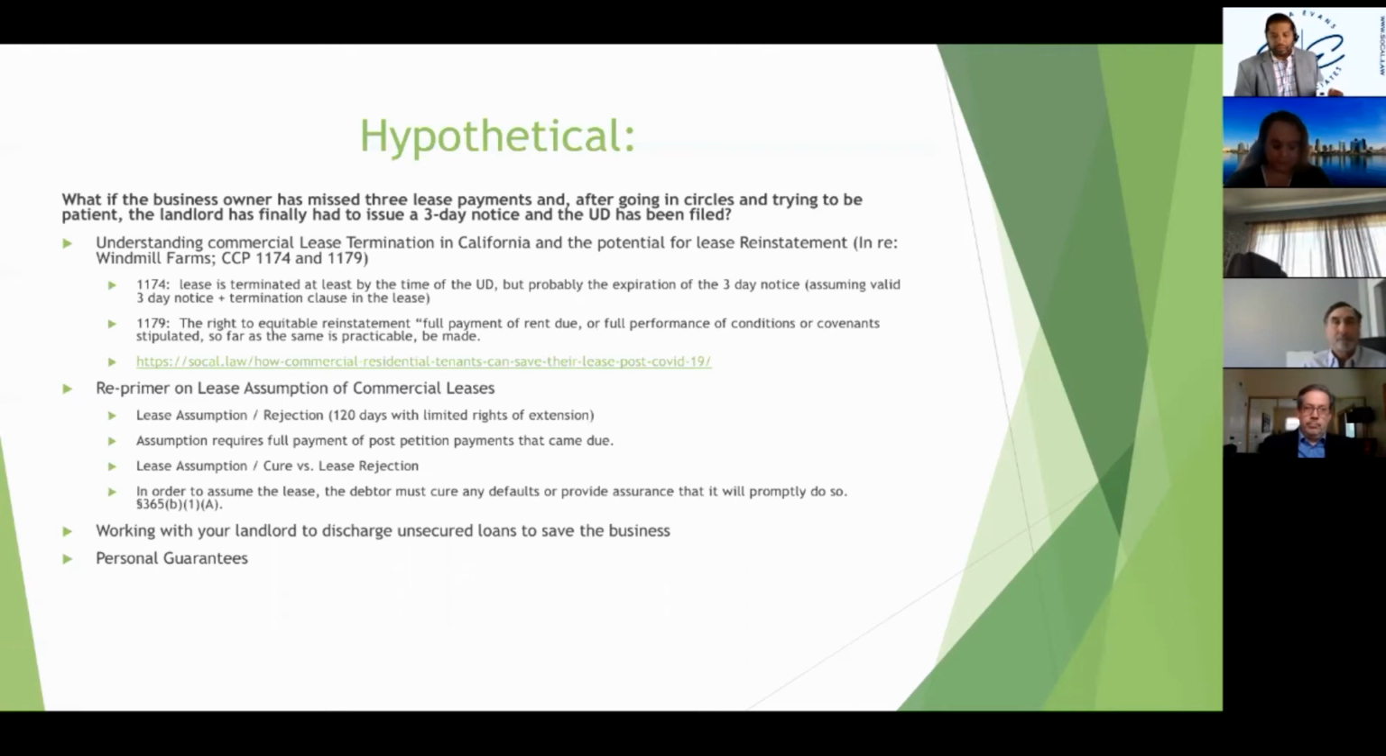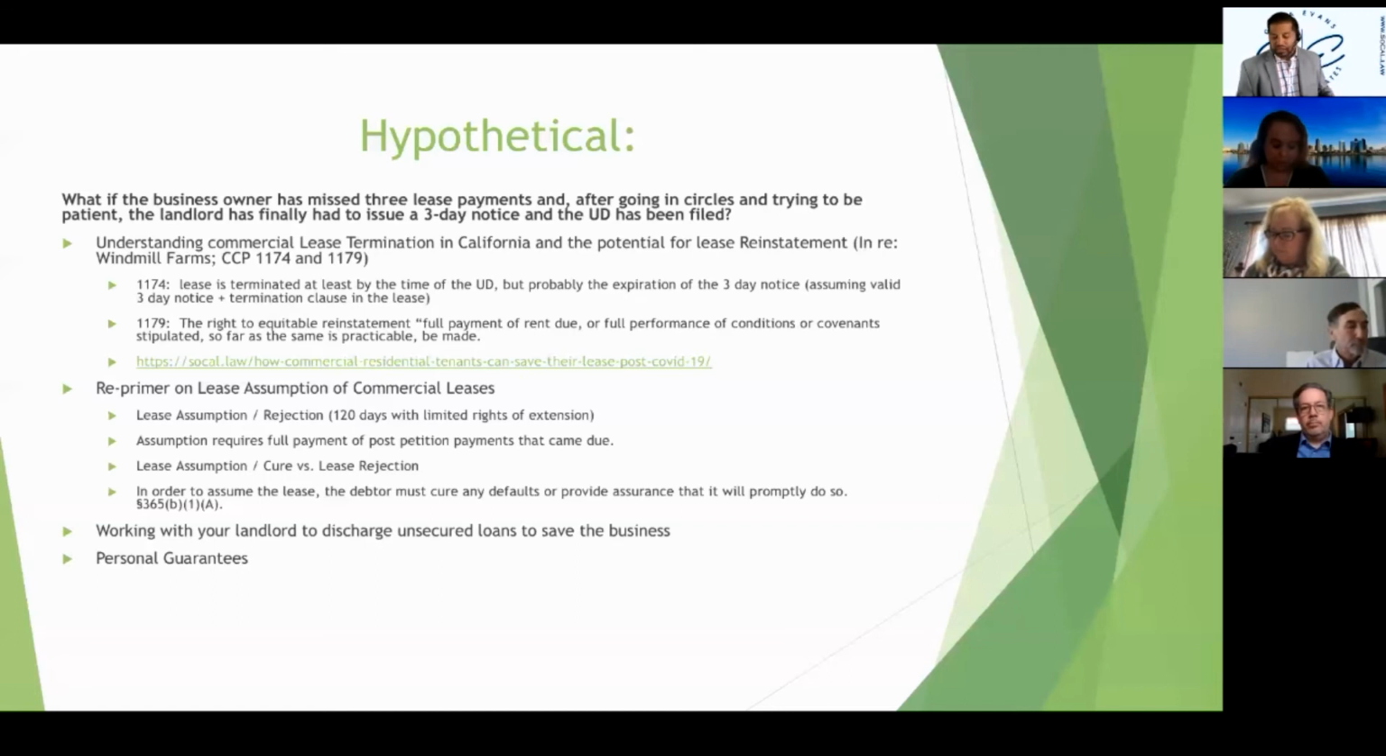But for the purposes of bankruptcy, the question becomes, do you have a valid lease to assume at the time that the bankruptcy is filed? That's the legal question that needs to be answered before you can understand how to analyze the lease.